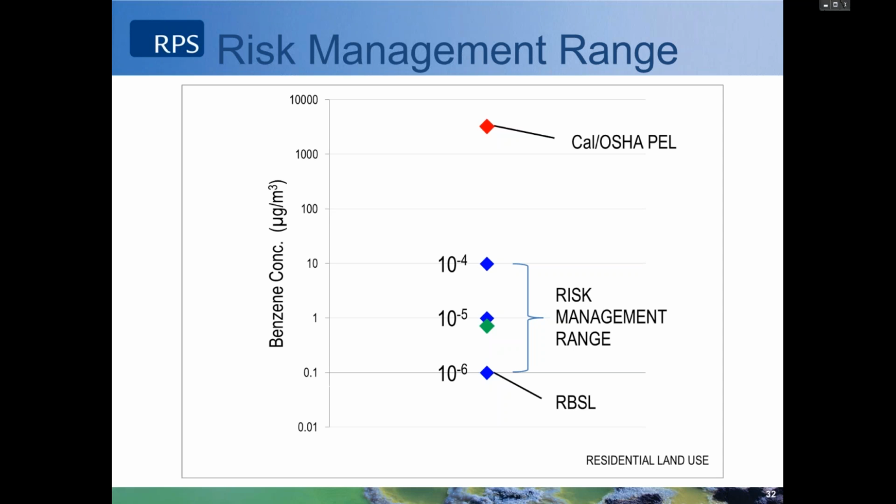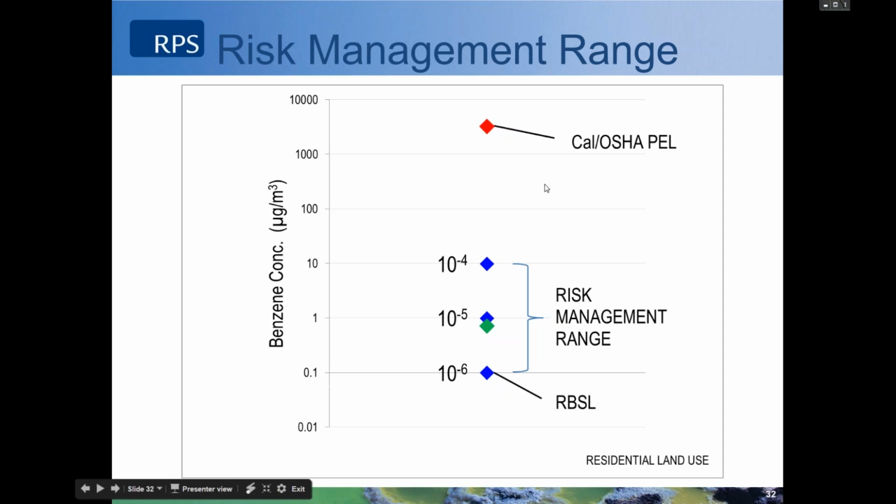If you're in this risk management range, the 2 orders of magnitude above that, you should do something. Maybe it's more investigation, maybe something. And then if you're above the risk management range, then you have to take some action. You don't want to be exposing people to chemicals at that level.